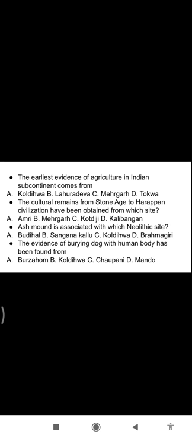Man passed from food gathering stage to food producing stage during which period? Paleolithic, Mesolithic, Neolithic or Chalcolithic? Answer will be obviously Neolithic period. Next, the earliest evidence of agriculture in the Indian subcontinent comes from Koldiwa, Lahuradeva, Mehergarh, Tokwa. The answer will be Mehergarh. It is the earliest evidence from where agriculture has been found.